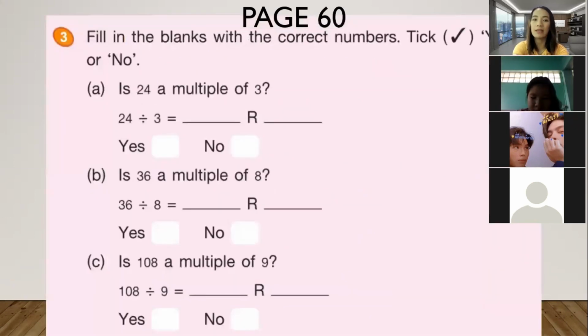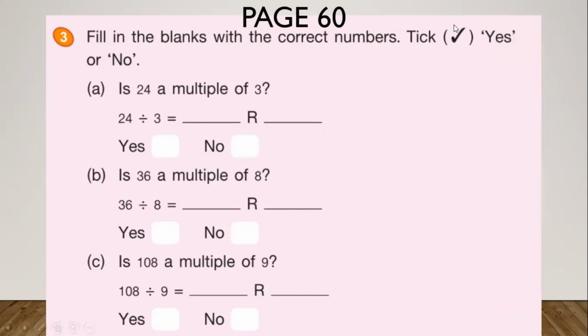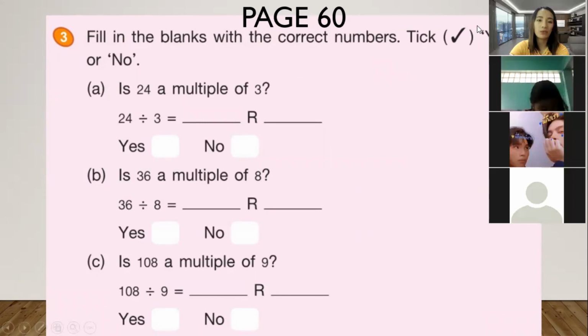Page 60, number 3. Fill in the blanks with the correct numbers. Tick or check, yes or no. So letter A, is 24 a multiple of 3? First, 24 divided by 3 equals 8. Very good. Do we have a remainder? No, so we will write 0. So is 24 a multiple of 3? Yes.